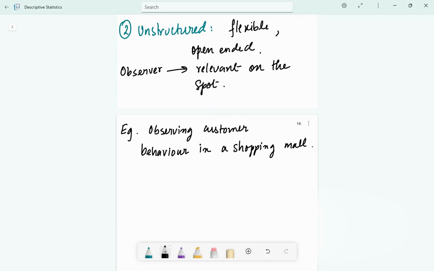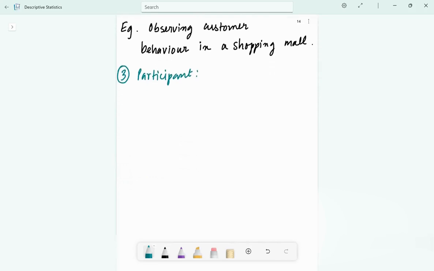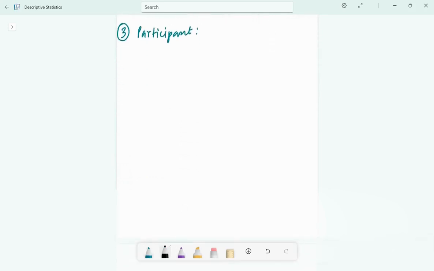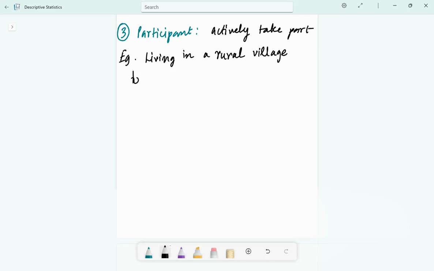All right. Now coming to our next topic, which is participant. What is participant? The researcher actively takes part in a group or situation which is being studied. This is very much self-explanatory, even though I'll write it. The researcher will actively take part in a group or situation which will be studied. For example, living in a rural village to study their lifestyle.